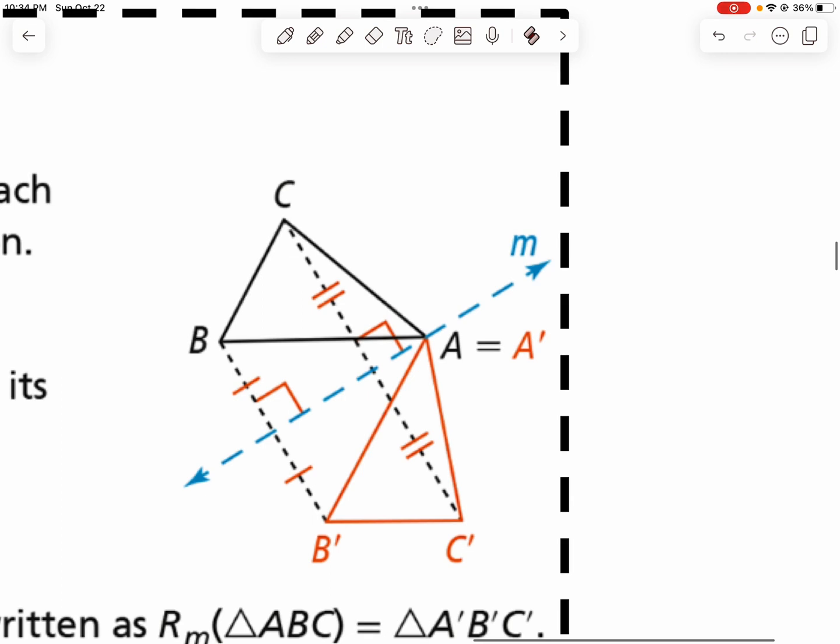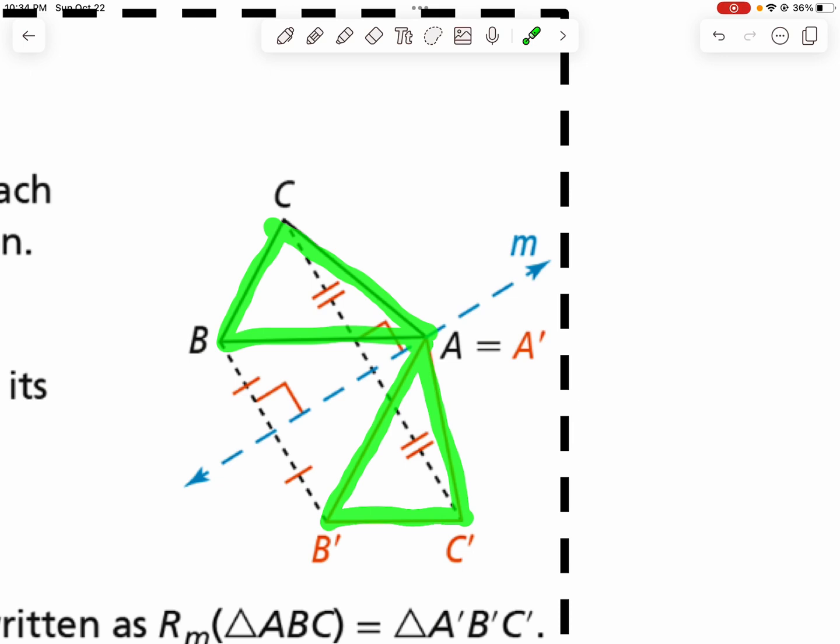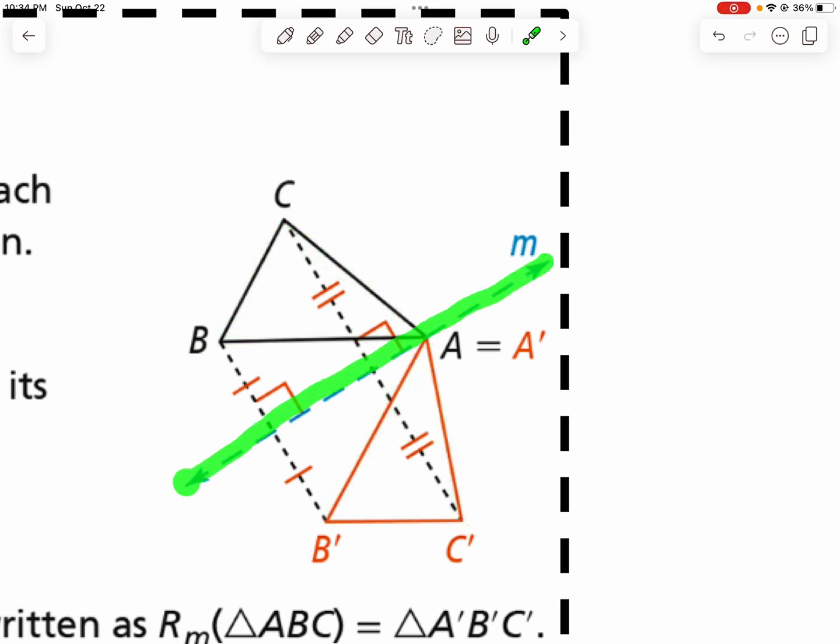Take a look at A, B, C, and A prime, B prime, C prime. That figure, ABC, has been reflected to get A prime, B prime, C prime. And it was reflected across a specific line. This line. Now there's some really cool properties of a reflection which allow us to make reflections even if we don't have a grid and even if we do.